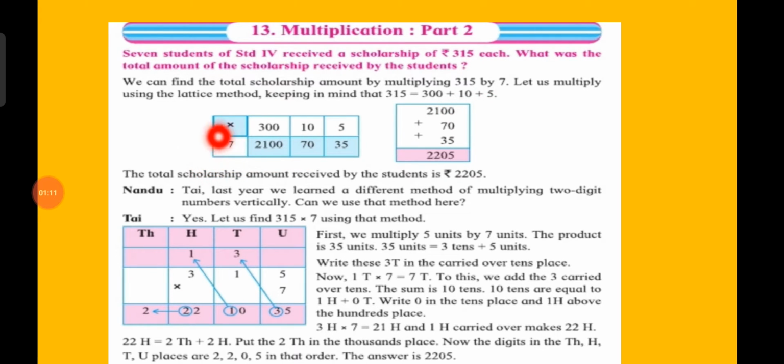So here we have multiplied 315 by 7 using the lattice method. So the total scholarship amount received by the students is rupees 2,205.